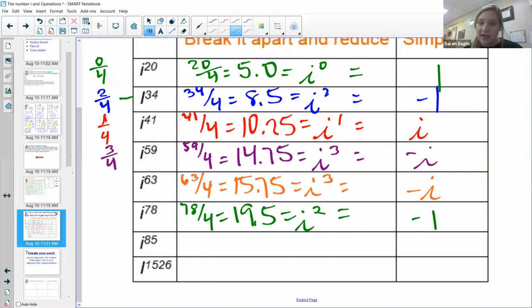All right, 2 more, here we go. 85, take 85 and divide it by 4. And that's going to give me 21.25. Remember, all we care about is the decimal, which is 0.25, and that's going to be the same thing as 1/4. So that means it can be simplified to i with an exponent of 1, which is going to be equal to just i.